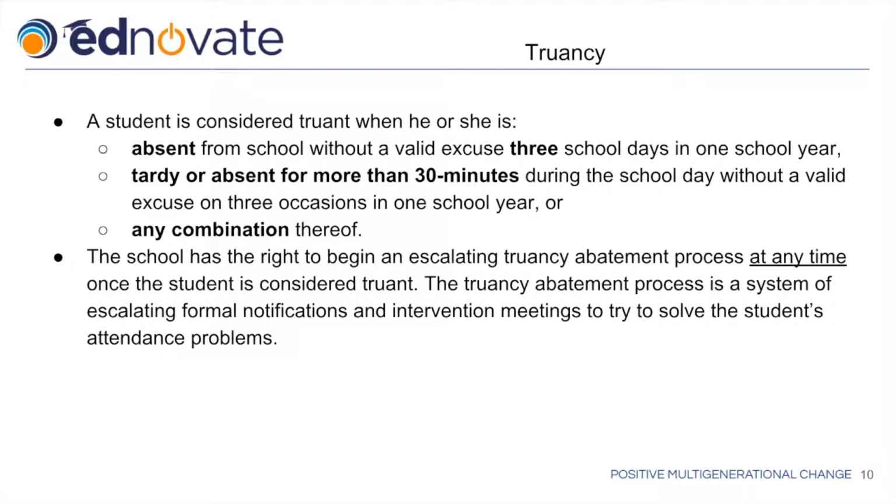Truancy. So a student is considered truant when they have an unexcused absence or tardy. The unexcused tardy has to be more than 30 minutes in order to be considered truant, and any combination of those absences or more than 30-minute tardies, unexcused, counts towards truancy. And that mark starts at 3 school days in the year when a student is first considered truant.